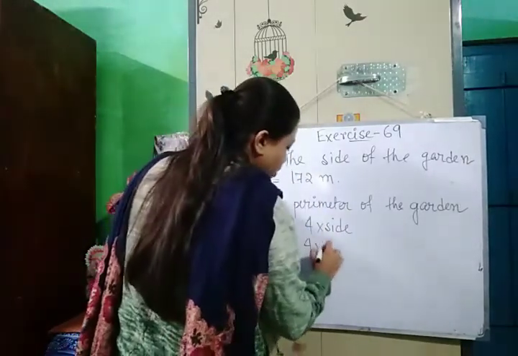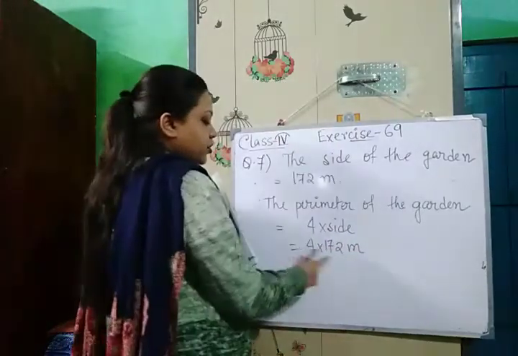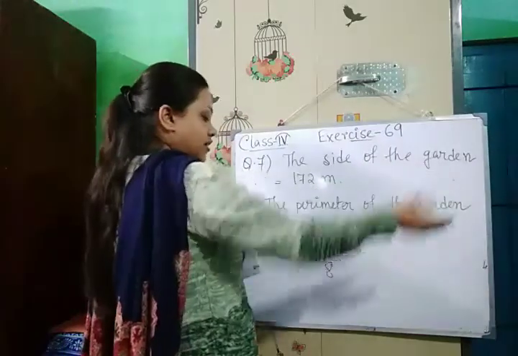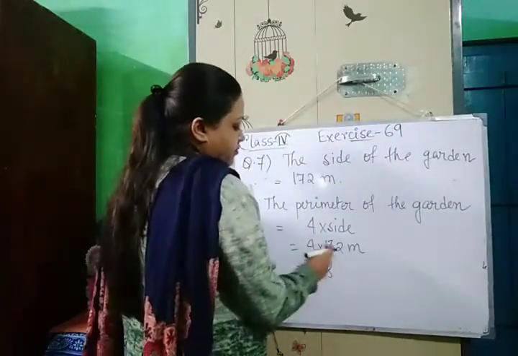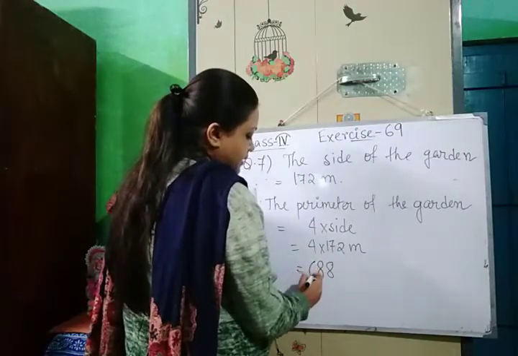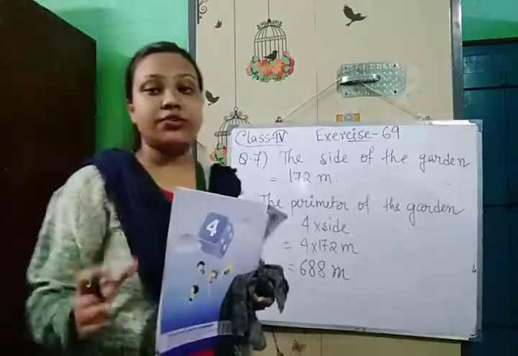That means 4 into 172 meter. So 4 2s are 8. Orally I am doing the multiplication, you will do it in the rough. 4 7s are 28, 8 here, 2 in hand. 4 1s are 4 plus 2, 6. 688 meter is the perimeter of the garden.